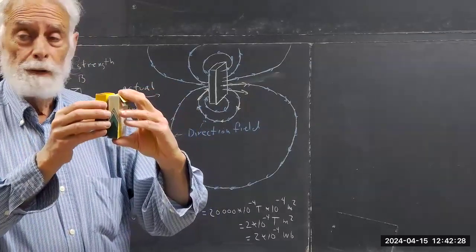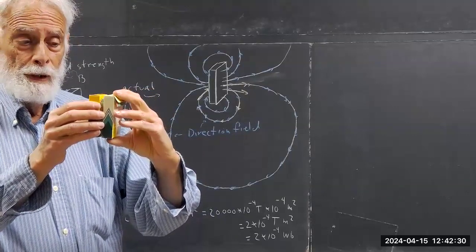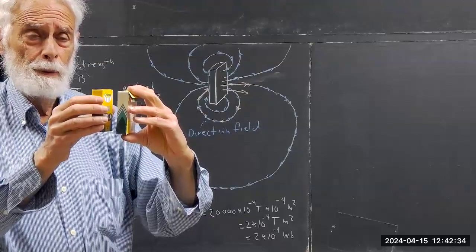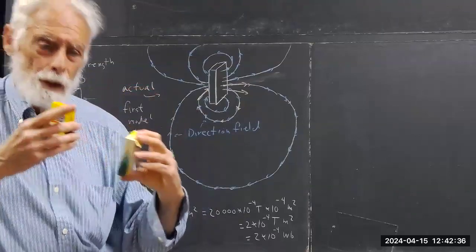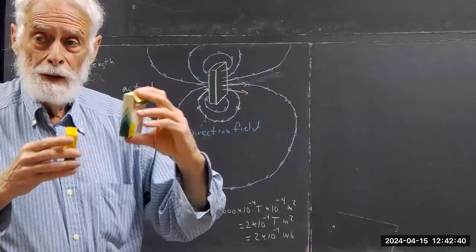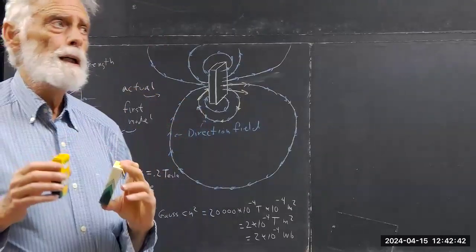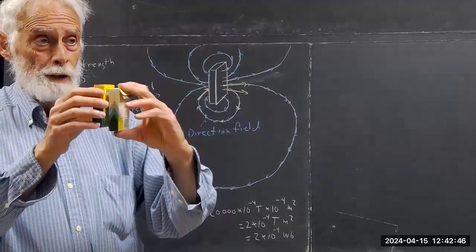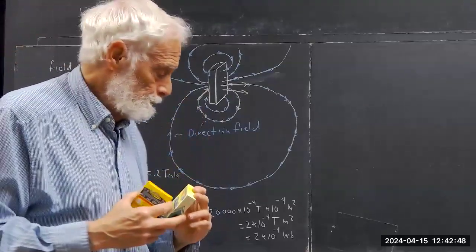So we're going to get a lot of flux. Okay, go a little further. Well, we're going to miss some of them, and some of them are going to be already looping up, not quite perpendicular to this surface. And the amount of flux that we intercept is going to decrease rapidly as we move this thing away.